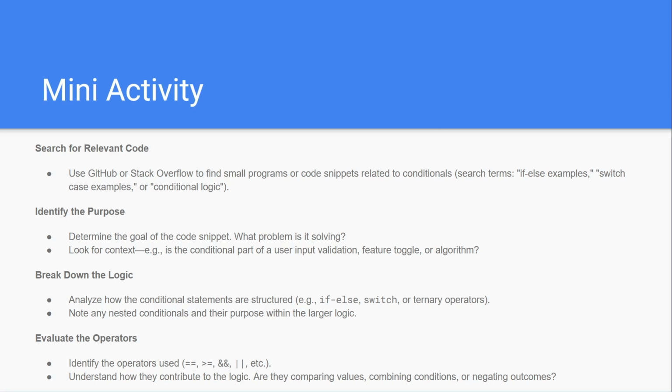Then break down the logic. Look at how the conditional statements are organized. Check whether the code uses if-else statements, switch statements, or any other types of conditional logic. You should also look for nested conditionals, which are conditionals placed inside other conditionals. Lastly, evaluate the operators being used. Look for operators such as equal to, greater than or equal to, and, or. Think about whether the operators are comparing values, combining conditionals, or changing an outcome.